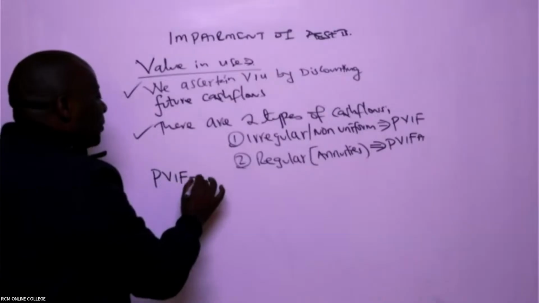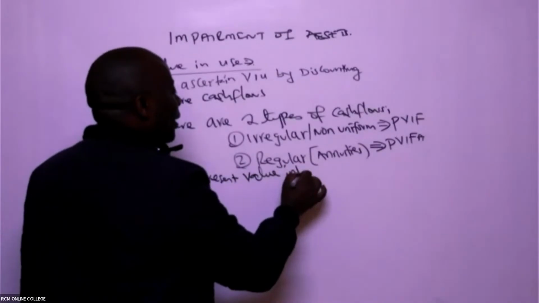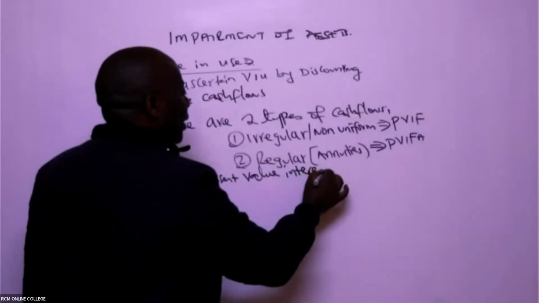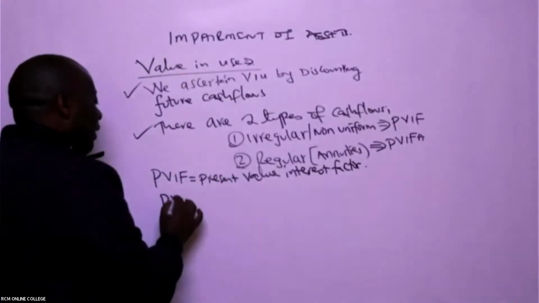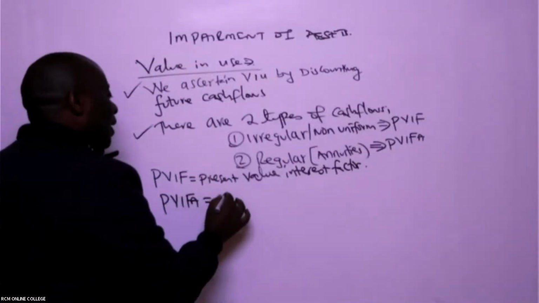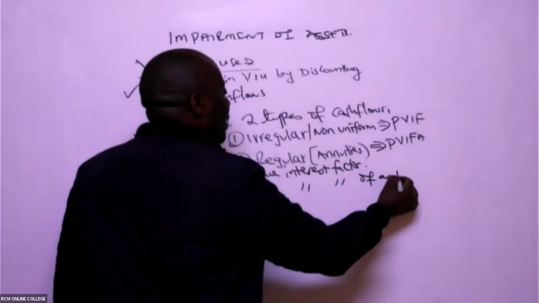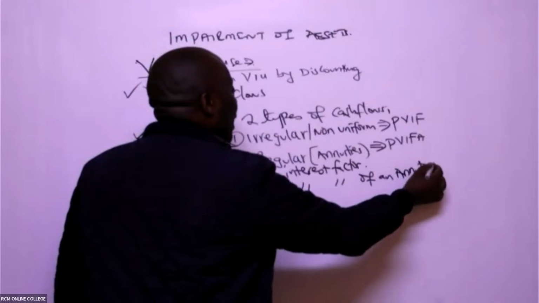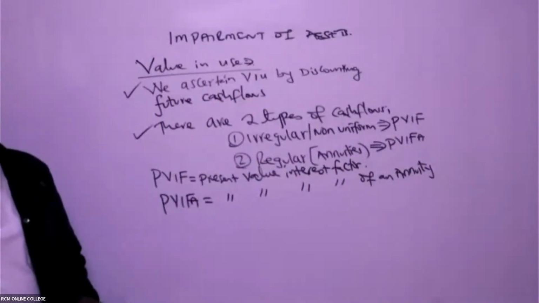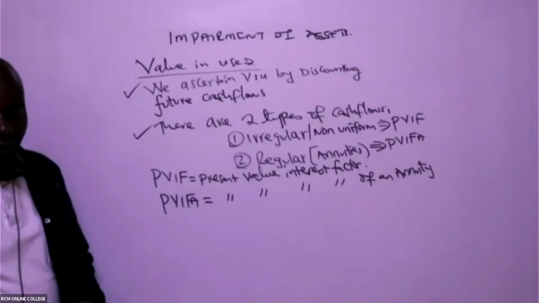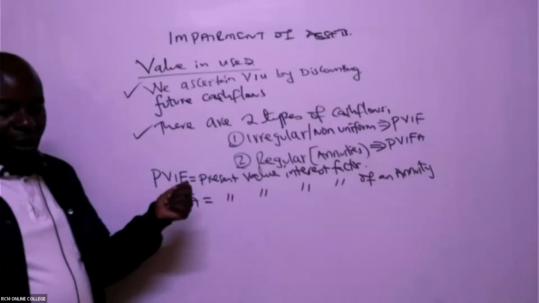Remember that PVF is present value interest factor, and PVFA is present value interest factor over an annuity. I don't want to take you guys at a very high speed. I don't want to be a very fast teacher, but once you reach here, kindly just give me a signal.